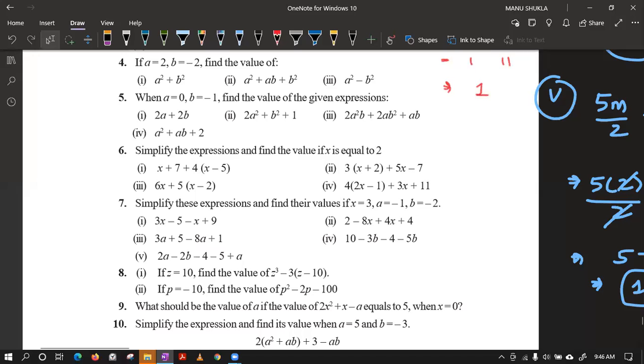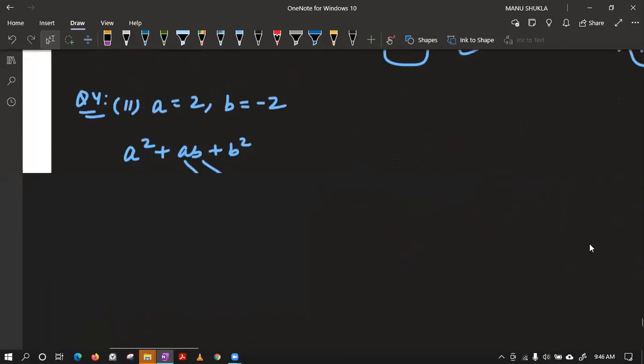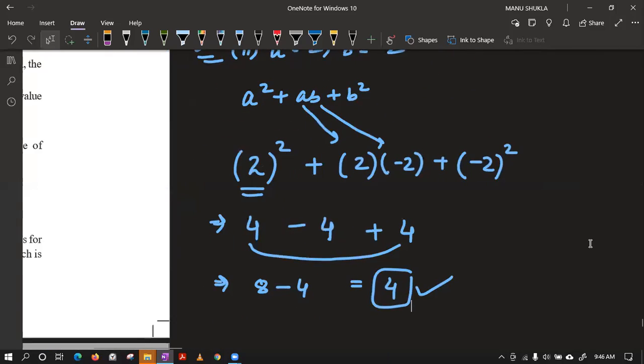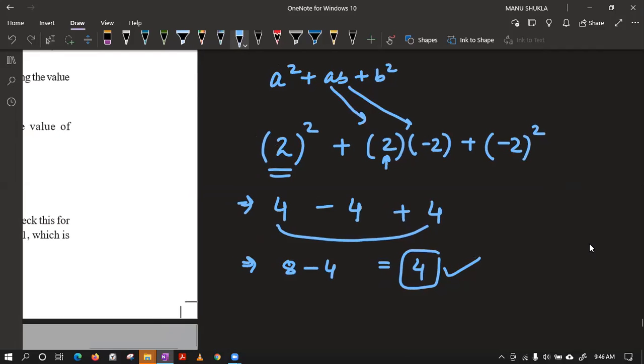Karthik, you need to take care, beta. Don't confuse like this. Let me show you. Please see again. Where was the question? Okay, it is here. Karthik is getting confused.